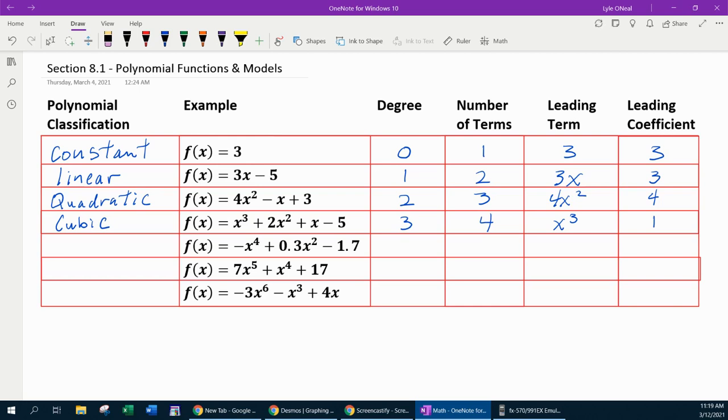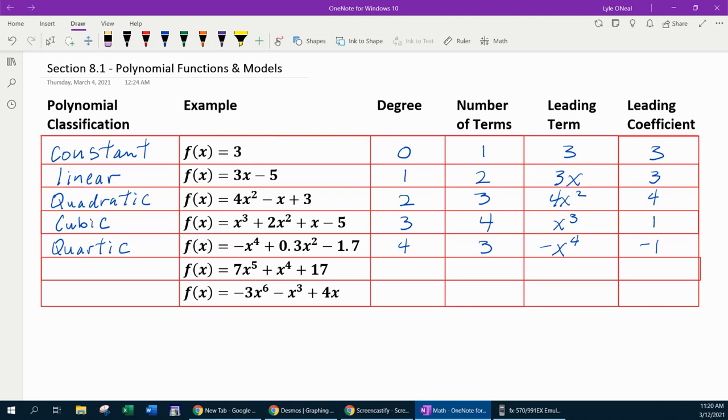All right, moving up the chain, x to the fourth. If your polynomial function has a degree of 4, where 4 is the biggest power, we call that a quartic function. The number of terms, 1, 2, 3. This only has 3 terms. Again, the leading term is the one with the biggest power, negative x to the fourth. And the leading coefficient this time would be negative 1. There's a negative 1 in front of the x to the fourth.